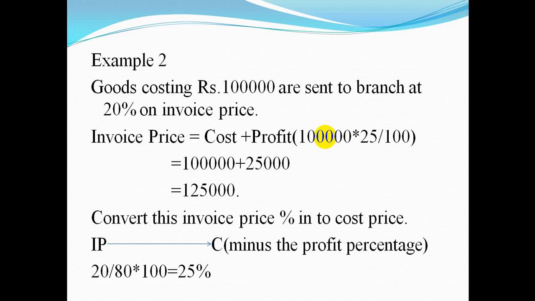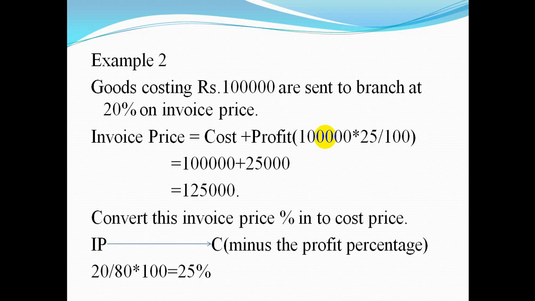So the cost is 1 lakh. Now we are going to find out the profit. We cannot calculate 20% on 1 lakh because 20% is not on cost. It is on invoice price, but we don't have the invoice price. So what we have to do is convert this percentage from invoice price to cost price. How can we do that? I will explain. The cost is less than the invoice price.